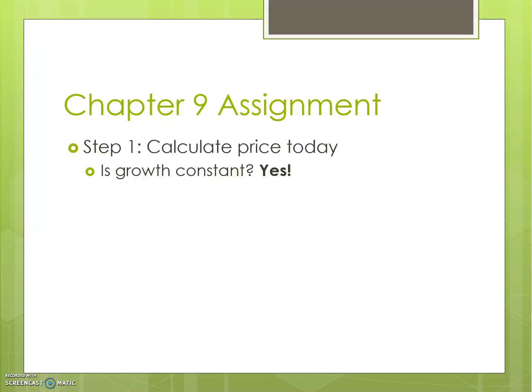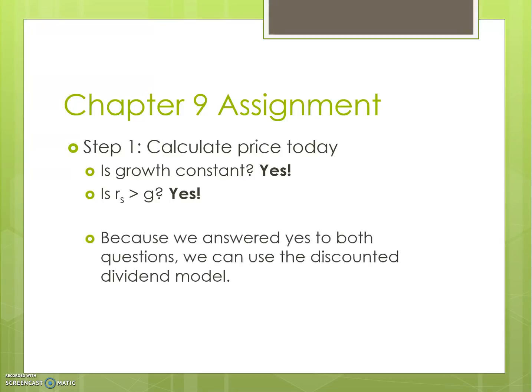Remember, our other requirement for using the constant growth model is if the required return is greater than our growth rate. So is that applicable here? Sure enough, it is. If you look back at the question, the required return is 9%, but the growth rate is 5%. So is 9 greater than 5? It sure is. So that means we can use our constant growth formula, which we call the discounted dividend model. And that's given to us as P equals D1 over the difference of the required return and the growth rate.